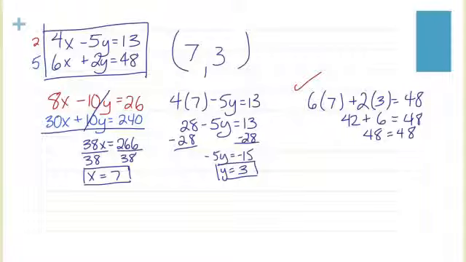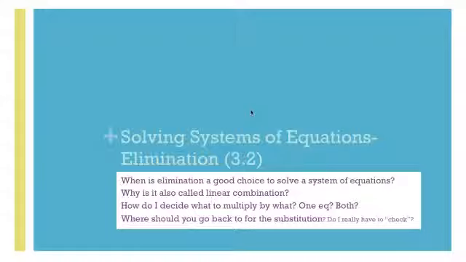The biggest challenge for people is deciding what to multiply by. So when is elimination a good choice? Well, especially when all the terms are lined up. So some of those ones we did with substitution might just as well be done by elimination, but you have to know both methods. You can't just say, I'm just always going to do elimination. I don't like substitution. You have to be able to do both.